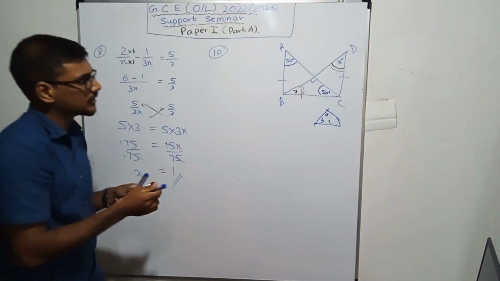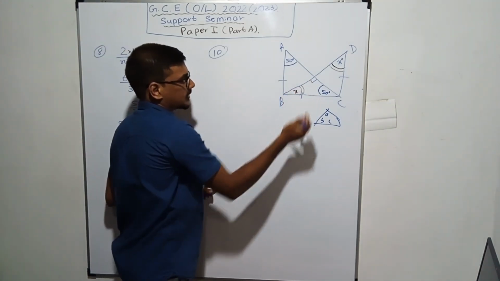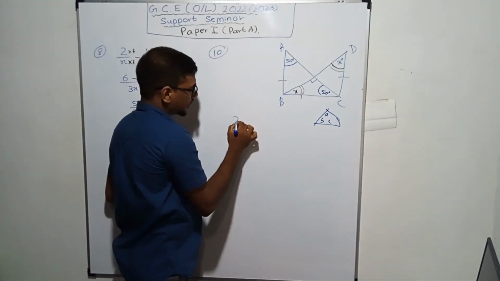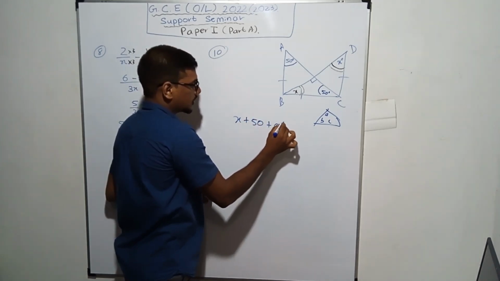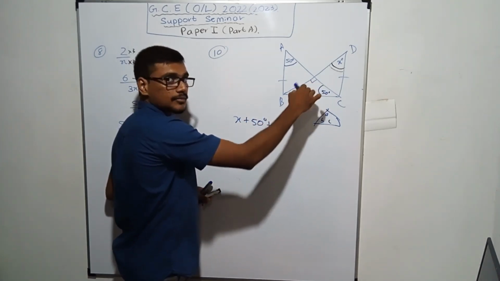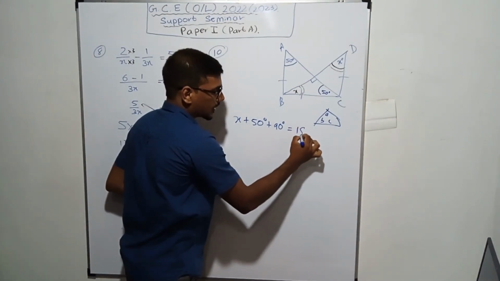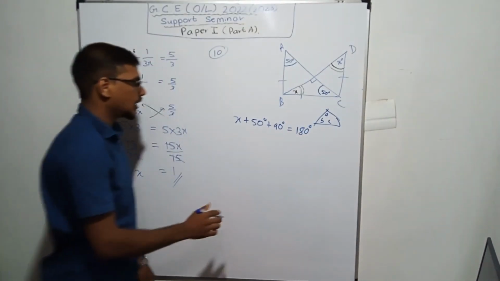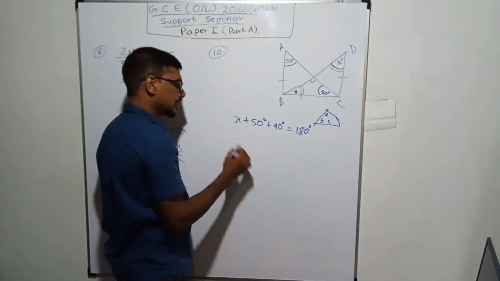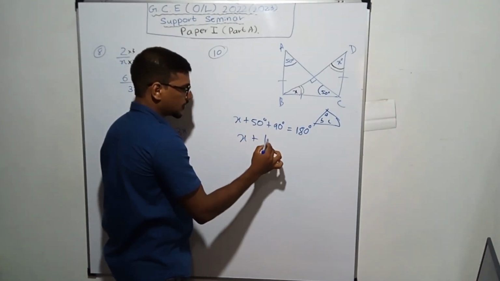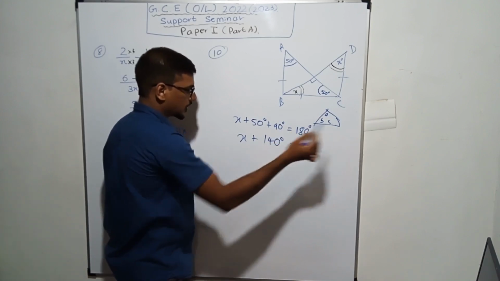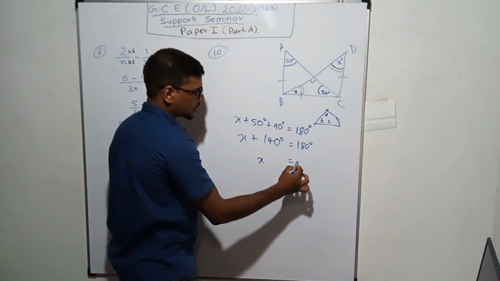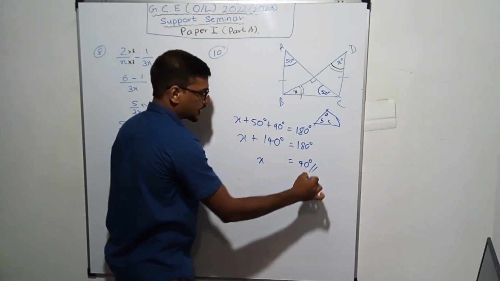Then what can you take? You can take this smaller triangle. There, X plus 50 plus 90 will equal what? The interior angle sum. It will be 180 degrees. So we have to add these two, 50 plus 90. 5 plus 9 is 14, which means 140. 180 degrees, 140 taken to that side. X is equal to 40 degrees.